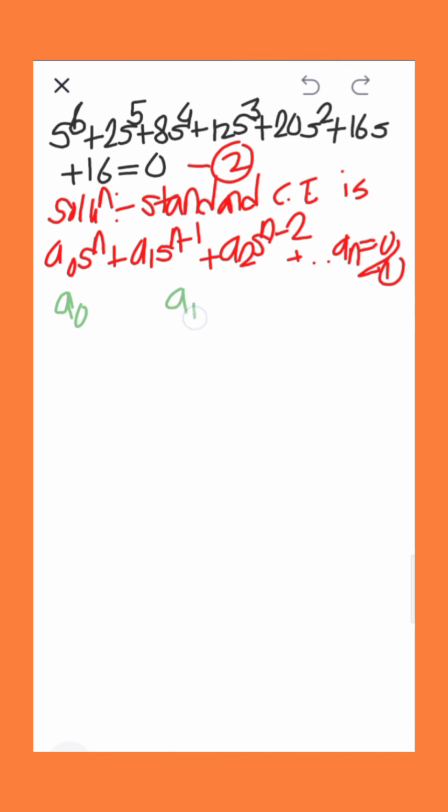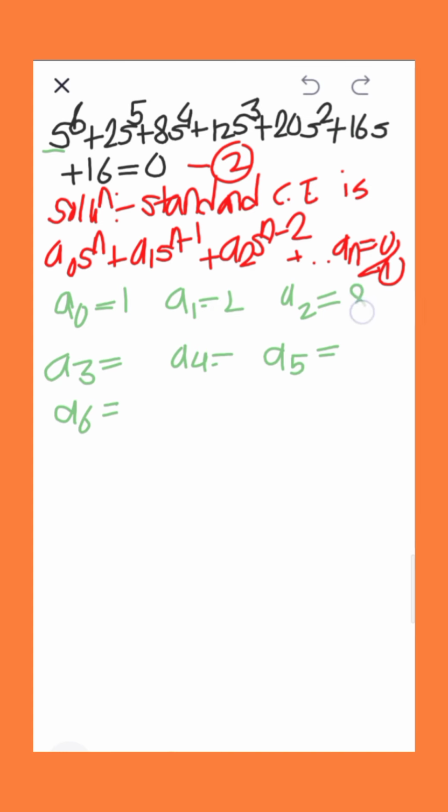a0, a1, a2, a3, a4, a5 and a6. Okay. a0 is 1, a1 is 2, a2 is 8, a3 is 12, a4 is 20, a5 is 16 and a6 is also 16. Okay, the next step is what?